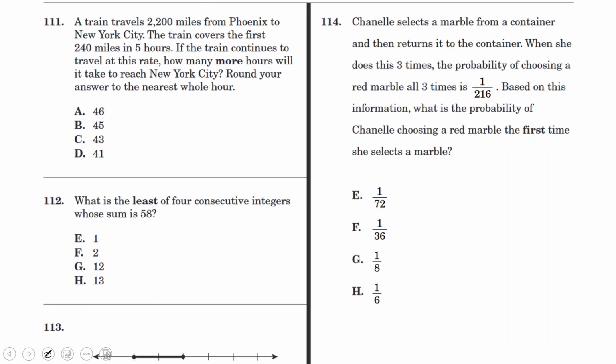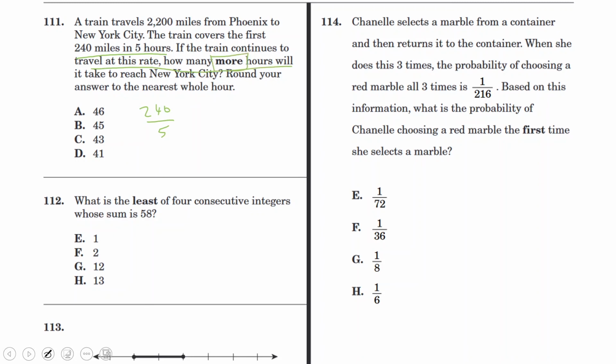We are almost done. A train travels 2,200 miles from Phoenix to New York City. The train covers the first 240 miles in 5 hours. So the speed is 240 over 5. Now, if the train continues to travel at this rate, how many more hours will it take?